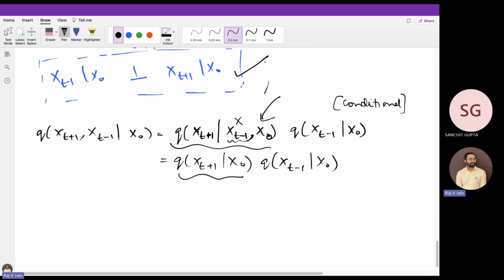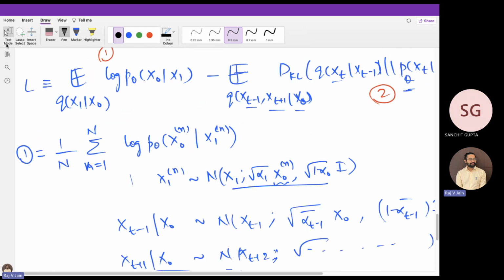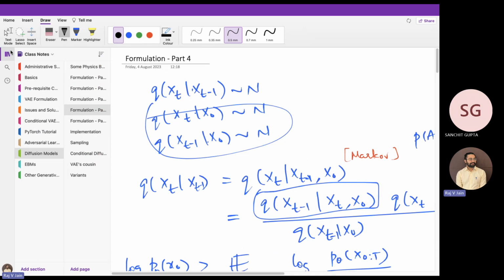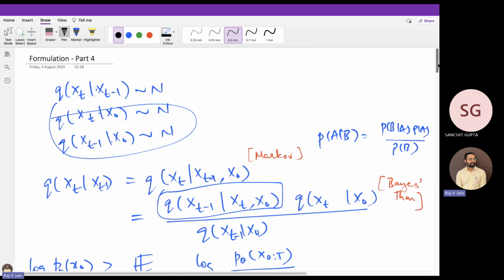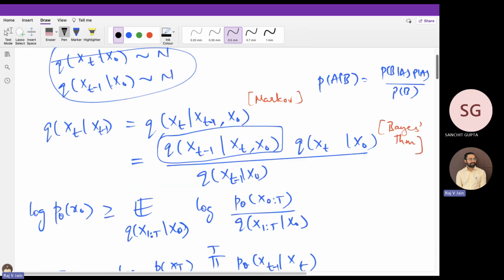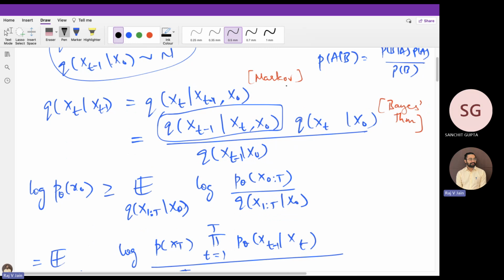All right, so this is true. Now, we said, okay, we use some math jugglery to see if we can bring down the variance, if we can bring down to sampling just one random variable instead of two, right? And we used two ideas.